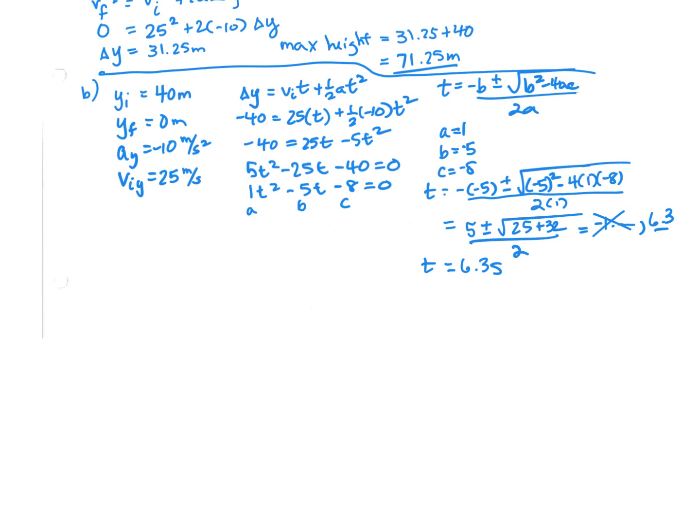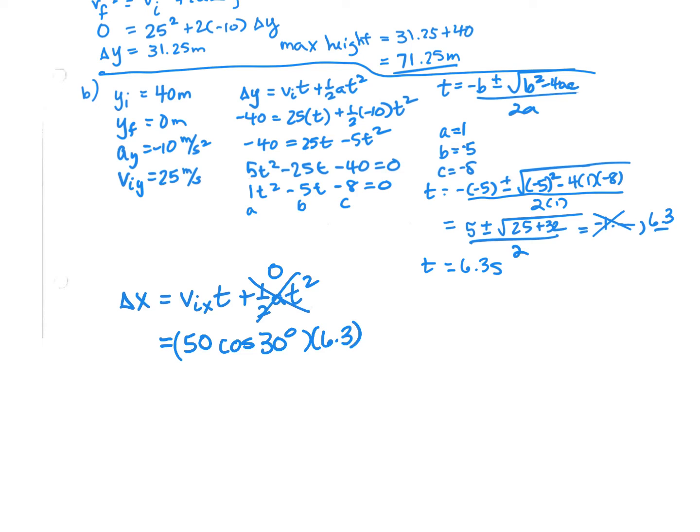Well, what that allows me to do is now find delta x, which is equal to v initial in the x direction times t plus 1/2 at squared. Well, that goes to 0 because the acceleration is 0. So this just becomes 50 cosine of 30 degrees times t, which is 6.3. So I end up with a total of 272.8 meters away. So that's part B. Now, part C.